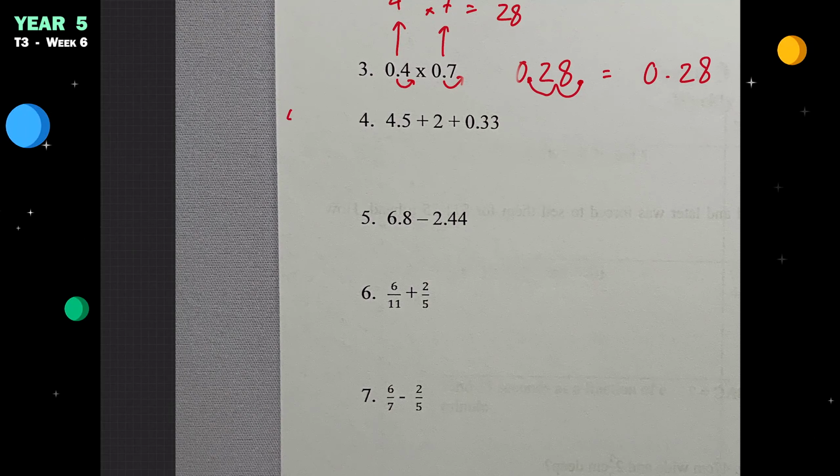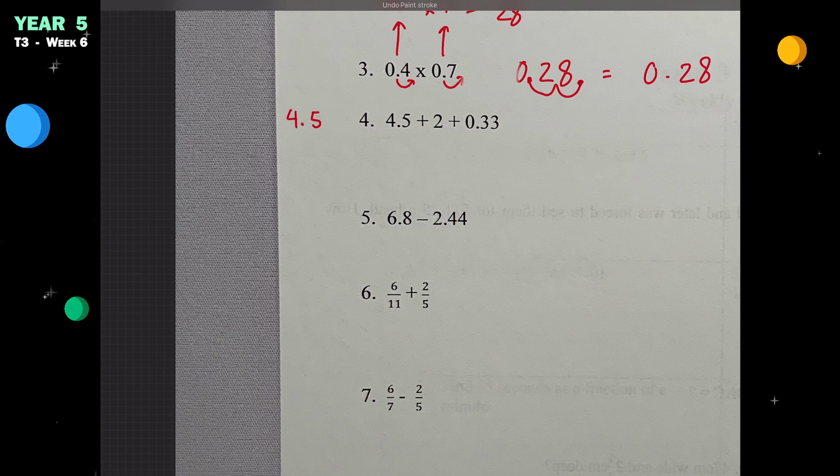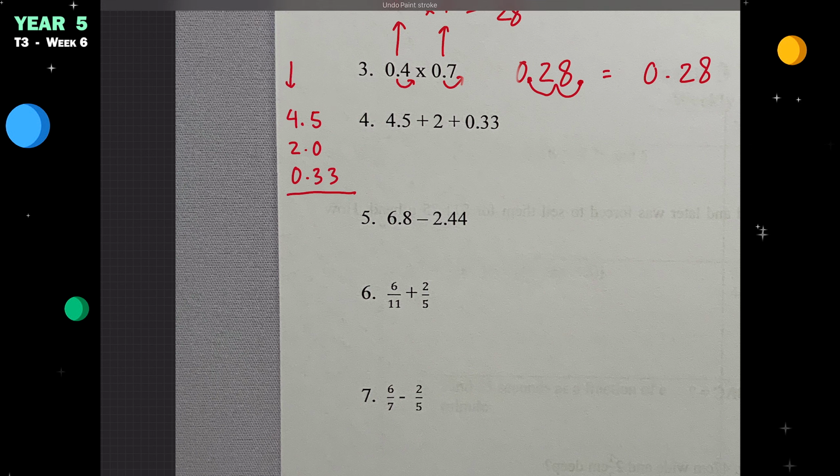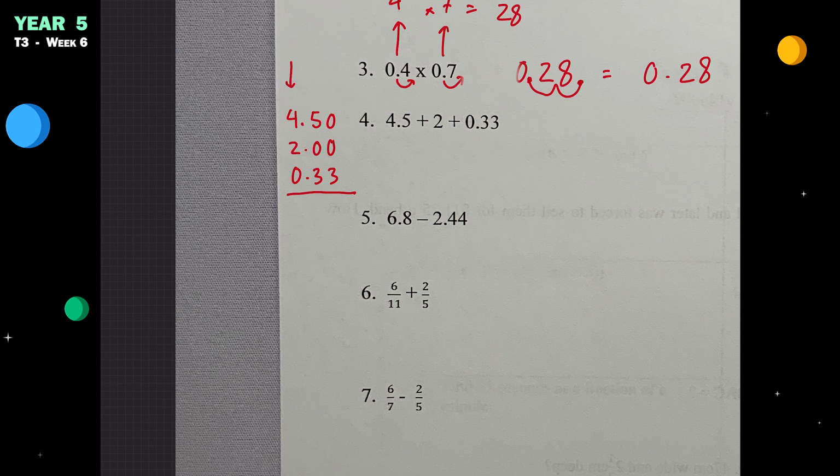Next one, you're going to add all the decimals up. So you're going to have 4.5 plus 2. Do I put the 2 here? Of course not. The 2 is a whole number. These are all the whole numbers. So therefore you have to put the 2 there. You can put a decimal 0 there if you want. Next one is we're going to have 0.33, and you add them up. Anything without numbers, you can just put a 0 there and add them up.